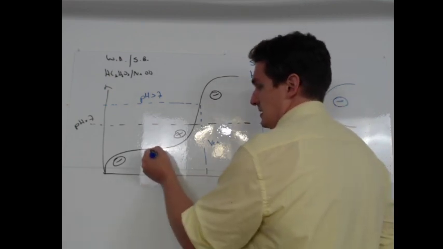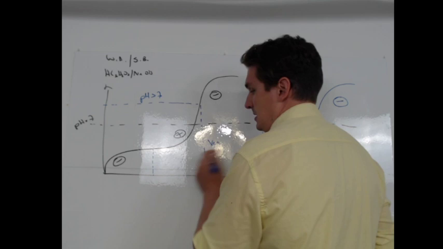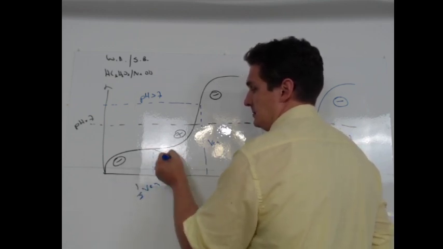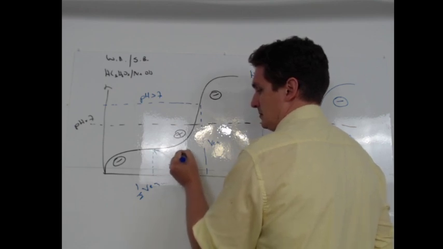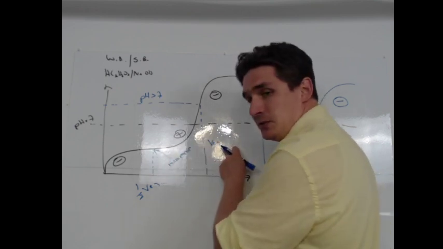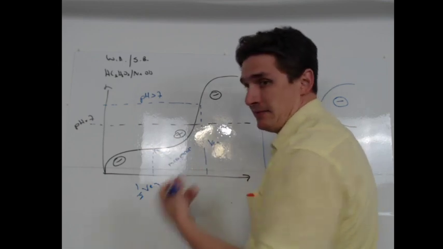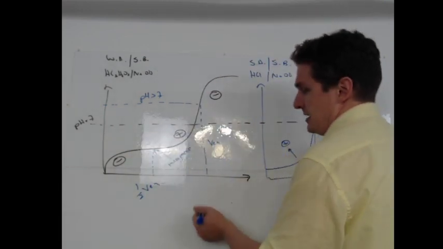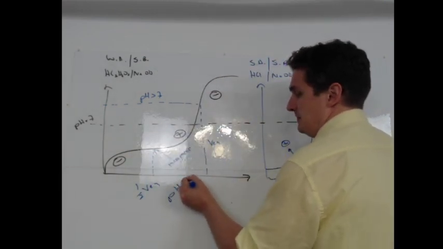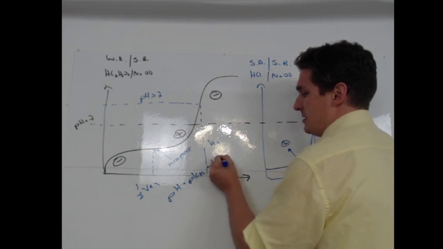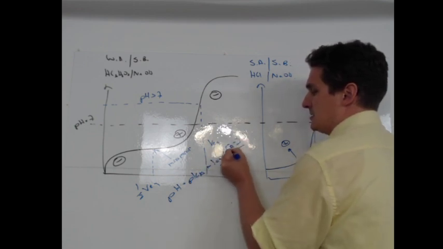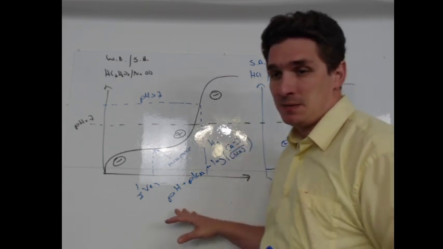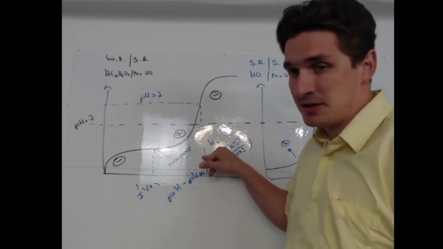Half the distance between the equivalence point and 0 is the midpoint. So if we know the volume at equivalence, the midpoint is just half that volume. The midpoint is a very special case, and it comes about from the Henderson-Hasselbalch equation. So we get pH equals pKa plus the log of A minus over HA. So Henderson-Hasselbalch: the pH equals the pKa plus the log of the concentration of the conjugate base over the parent acid.